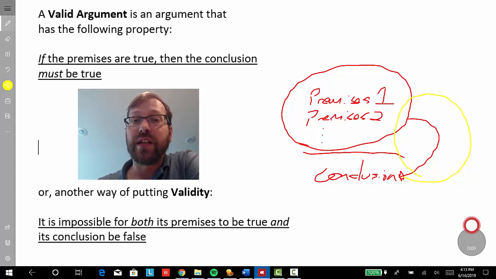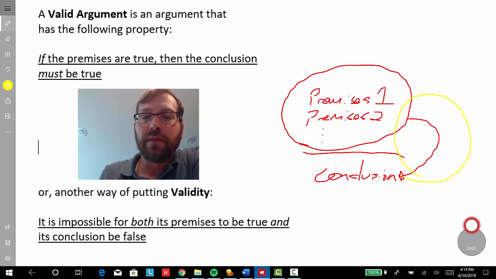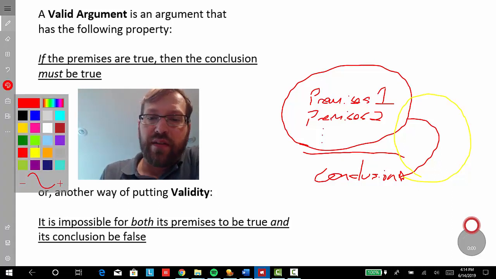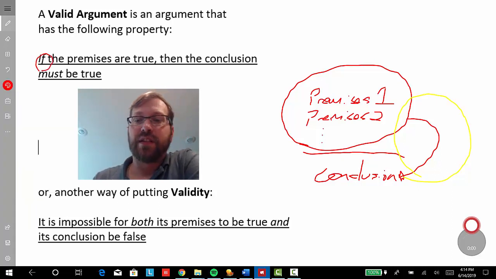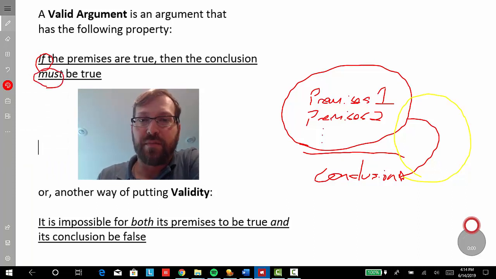It would be irrational to accept the premises, which guaranteed that the conclusion had to be true, yet you think the conclusion is false. That's irrational. You're engaging in something that's irrational. So a valid argument, then, that is good in that sense, when we're only worried about the link that's in that yellow circle, a valid argument, then, is one that if the premises are true, then the conclusion must be true. So notice the if.